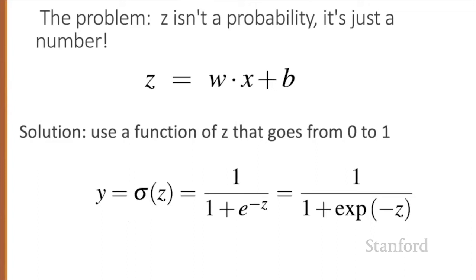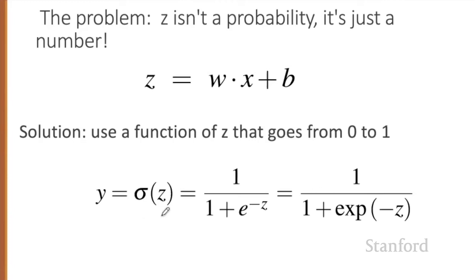In fact, nothing forces Wx plus B to lie between 0 and 1. Weights are real valued. It might even be negative. Z, in fact, ranges from negative infinity to positive infinity. So instead, we're going to use a function of Z that goes from 0 to 1. And the function we're going to use is the very useful sigmoid or logistic function.